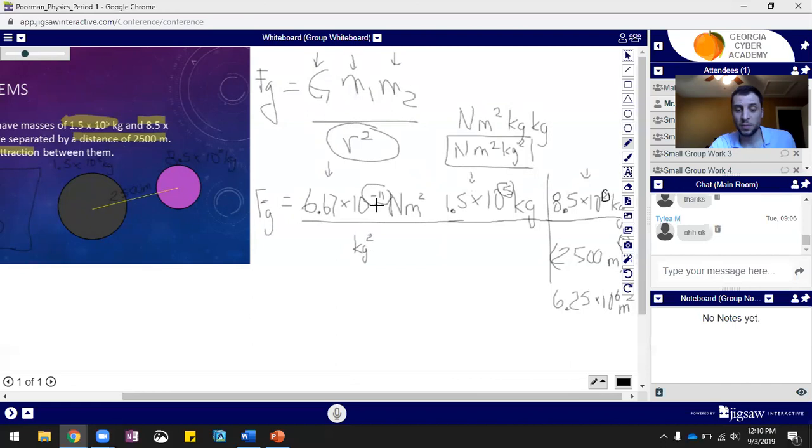So we have negative 11 plus 7. What is that? Well, it's just negative 4. All right. So what do we do next? We have our exponent, 10 to the negative 4th. We just need to go ahead and multiply just the numbers together. So we have 6.67 times 1.5 times 8.5.